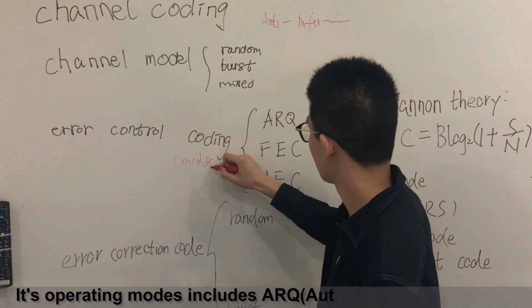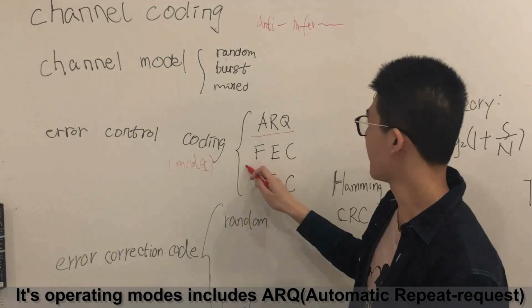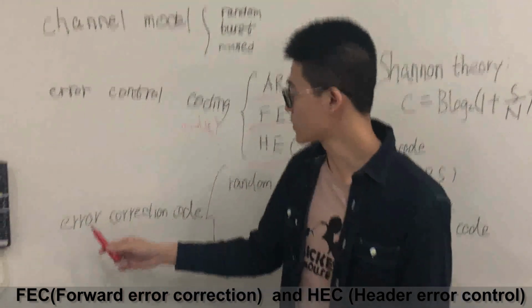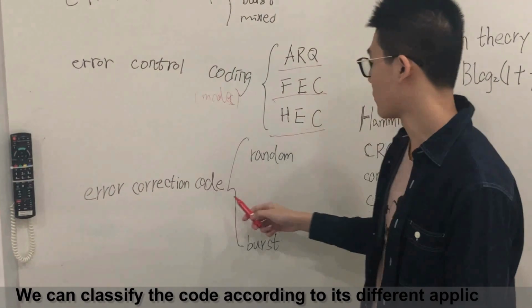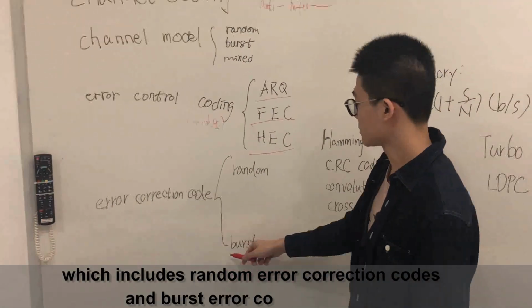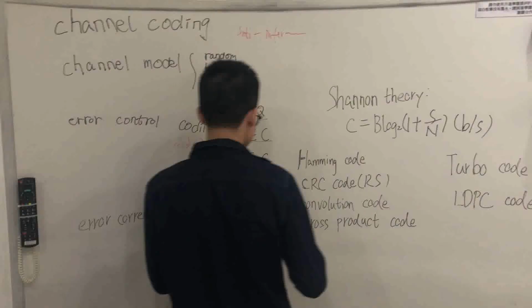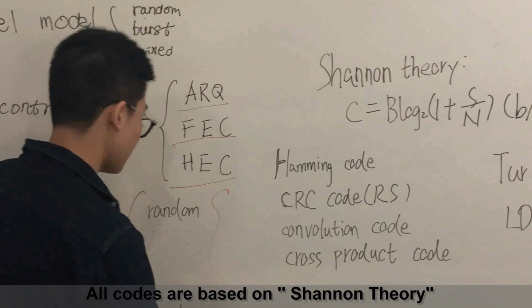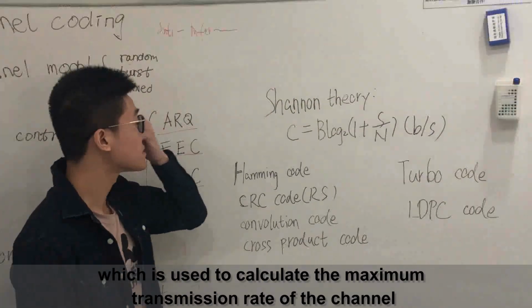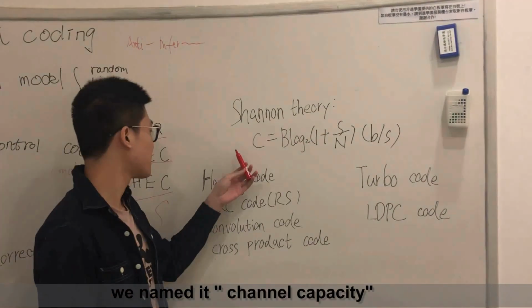Its operating modes include ARQ, automatic repeat request, FEC, forward error correction, and HEC. We can classify the codes according to their different applications, which include random error correction codes and burst error correction codes. All codes are based on Shannon theory, which is used to calculate the maximum transmission rate of the channel. We name it channel capacity.